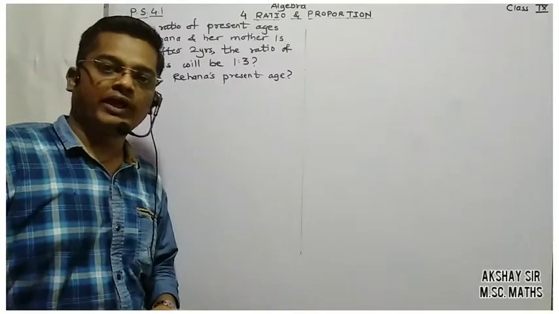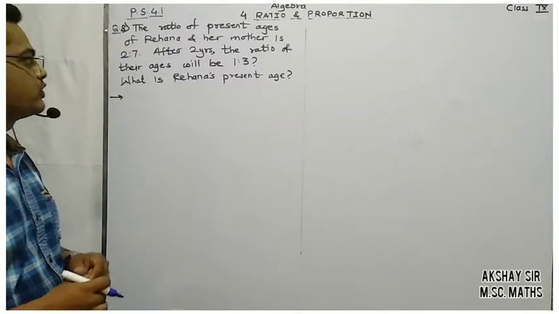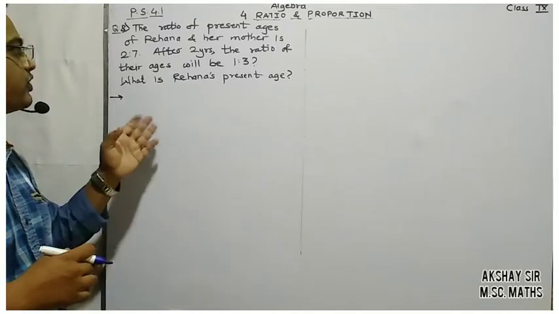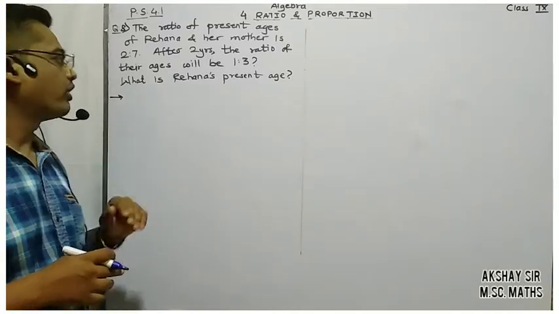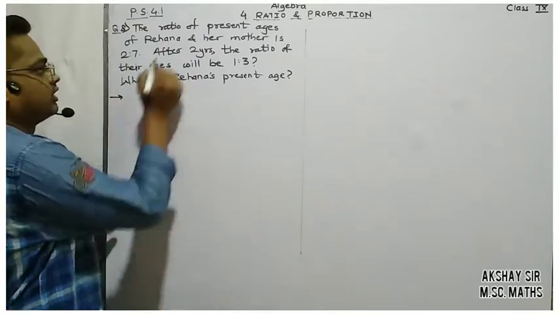Last example of this practice set 4.1. The ratio of the present ages of Rihanna and her mother is 2 as to 7. After 2 years, the ratio of their ages will be 1 as to 3. What is Rihanna's present age? It is very similar to the previous two examples. Let us see. So first of all, what is given?